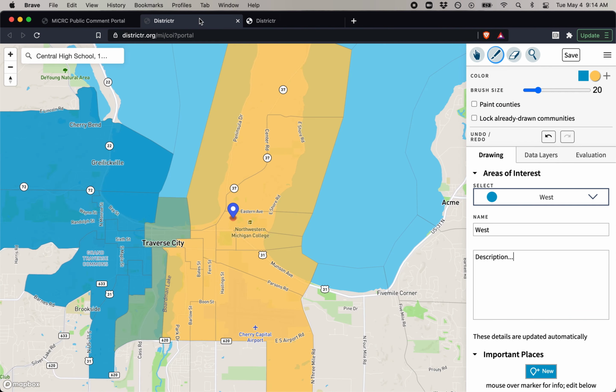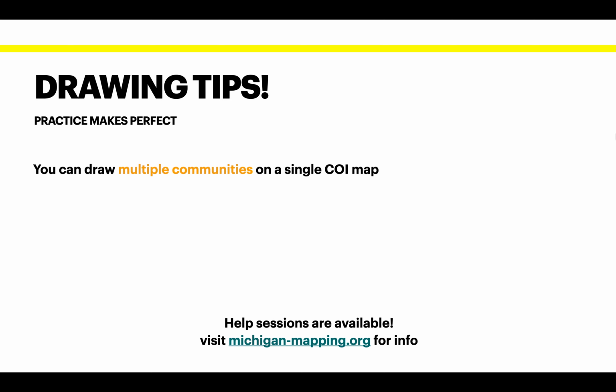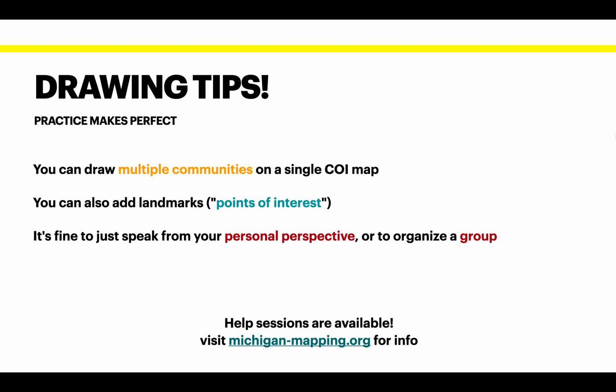Okay, so let's sum up with some drawing tips. Practice makes perfect. First, you can draw multiple communities on a single COI map, as we've seen. You can add landmarks or points of interest. Remember that it's fine to just speak from your personal perspective or to organize a group. Either way, the Commission wants to hear from you.